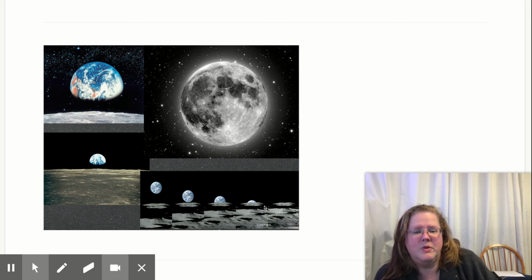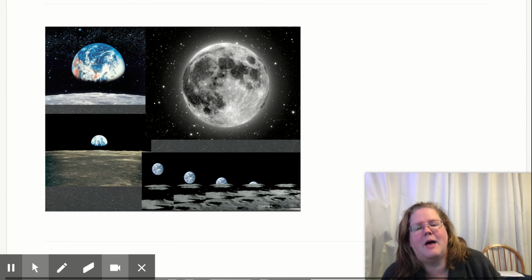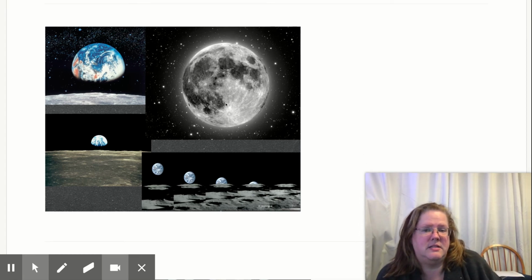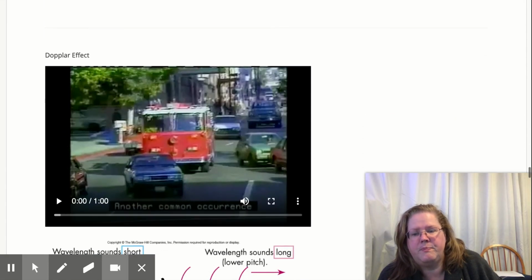So if you're on the moon, here's a time lapse of an Earthrise. If you're on the moon, you get to see an Earthrise. You could also see a sunrise. We see the moon rise and set every night on Earth. We don't think about it the other way, but it does happen. But this is reflected light. The moon does not emit any light. It only reflects light.